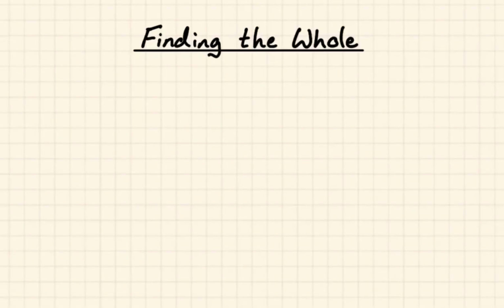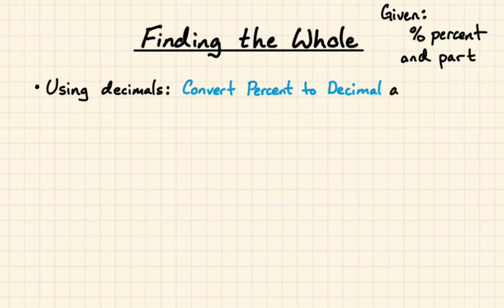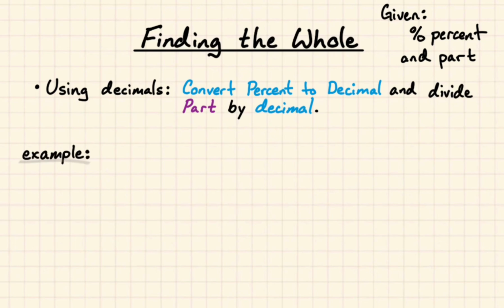Here's our video tutorial to go over finding the whole. This is useful when you are given the percent and the part of a situation and you want to find what the whole amount is. So first, using decimals, you can find this by converting the percent to a decimal and dividing the part by the decimal. Let's look at an example.